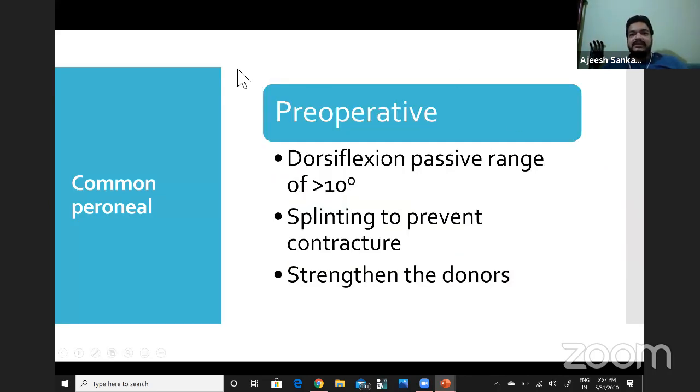So, but before we go in for surgery, like all peripheral nerve injuries, the important part would be to maintain passive range of motion while we're waiting for recovery. We should ensure that we have a passive range of dorsiflexion of at least 10 degrees, use an ankle foot orthosis to prevent an equinus contracture, and to strengthen the donors, which will be the tibialis posterior in this case. Strengthening exercises do not just strengthen the muscle belly, they also help the patient to identify this muscle later, when we try to train these patients during rehabilitation and physiotherapy. They are able to isolate these muscles and contract them better if you have already taught them that preoperatively.